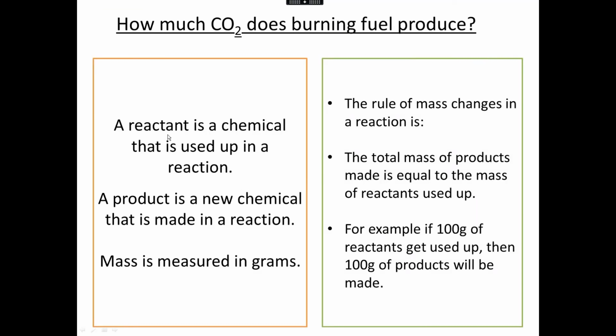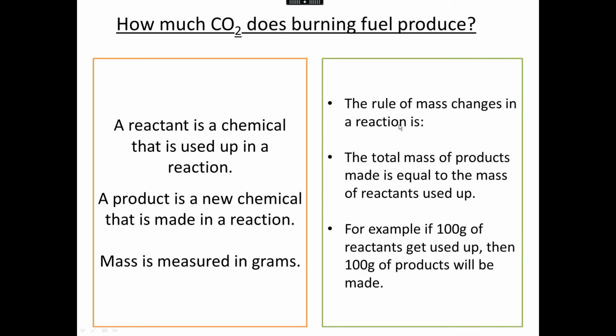Here we go. A reactant is a chemical that is used up in a reaction. A product is a new chemical that is made in a reaction. Mass is measured in grams. Could be kilograms or tons, but quite often with reactions we measure it in grams.